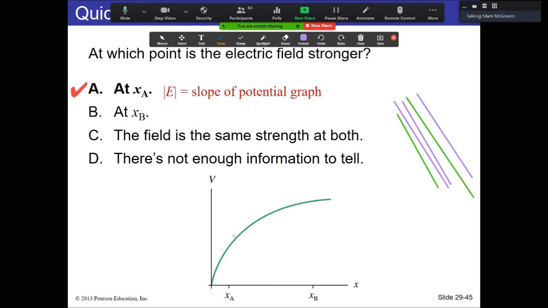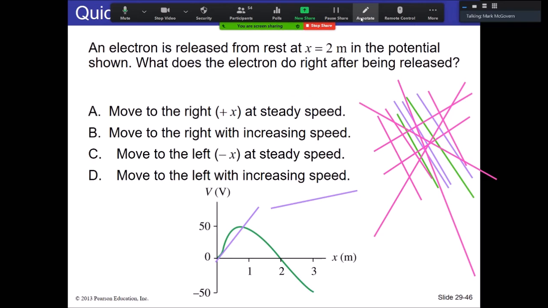All right, so we're looking at slopes, right? So let's say if I evaluated XA, what do we got here? I got a slope that looks like that, right about there. And then at XB, we got a slope that looks sort of like this. Now the slope at XA is greater, so the electric field is greater. That's simply it.